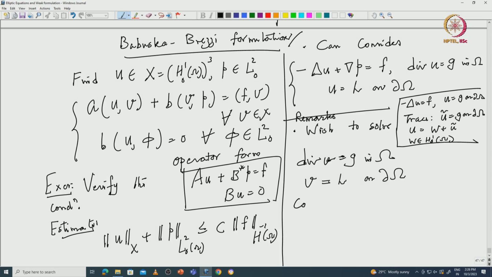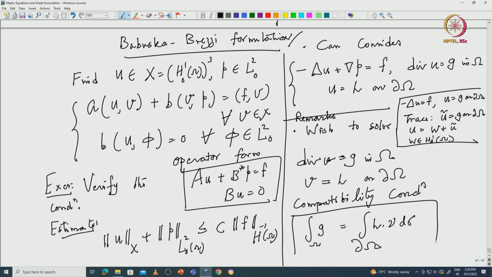Yes, there is a compatibility condition. You need this, because the integral of G over omega is the same as the integral of H dot nu over d sigma over the boundary. So you need this compatibility condition to solve that. Once you solve this non-homogeneous problem, you can convert your problem into a homogeneous boundary condition problem with the divergence of V vectors, exactly what we have discussed now. Okay.